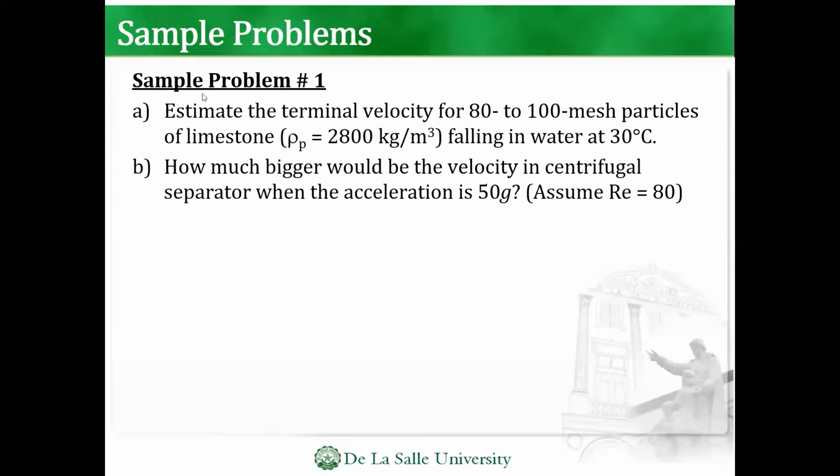Let's try solving this. Estimate the terminal velocity for 80 and 100 mesh particles of limestone. The density of the particle is 2,800 kilograms per cubic meter, falling in water at 30 degrees Celsius. Then, how much bigger would the velocity in a centrifugal separator be when the acceleration is 50 g? Assuming here that the Reynolds number is 80. So let's try number one.